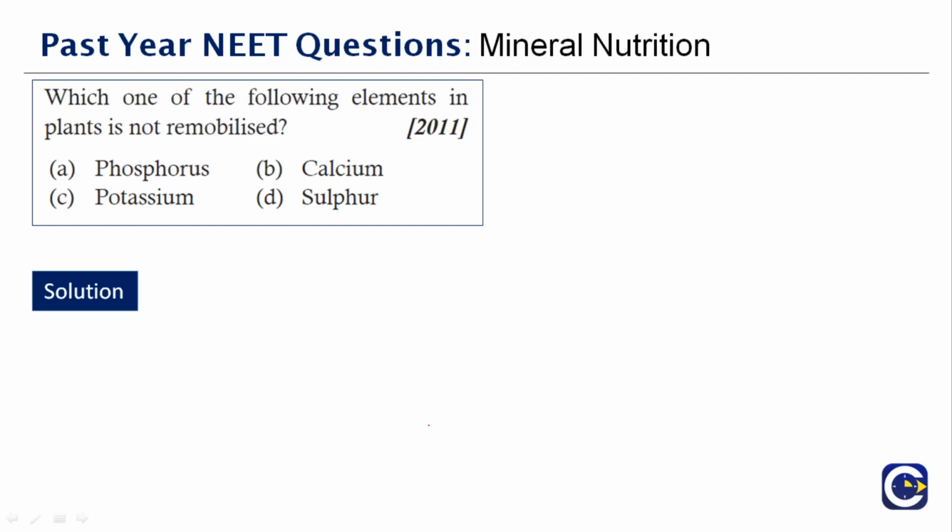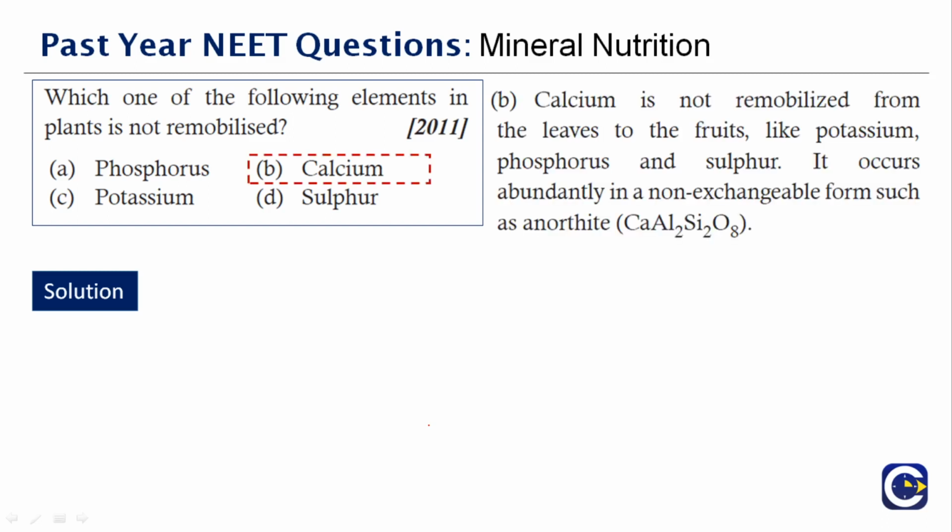Calcium is the element in plants which is not remobilized. This is because it is a structural component and hence needs to be localized. Phosphorus, sulfur and potassium are not structural elements and hence can be remobilized based on their need. So the correct answer is B, calcium.